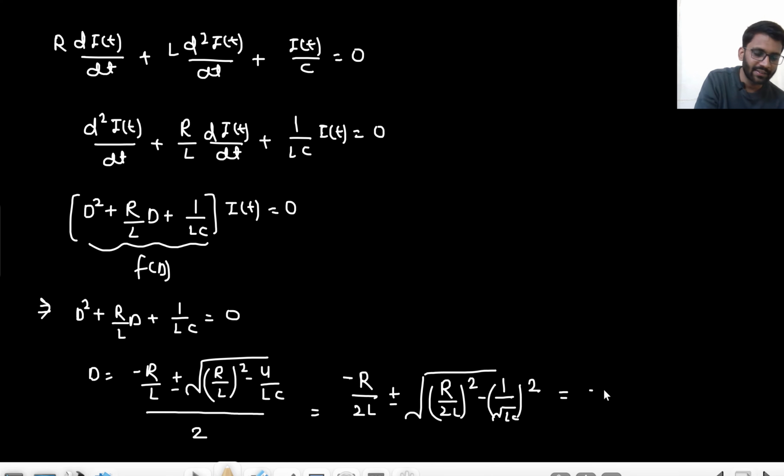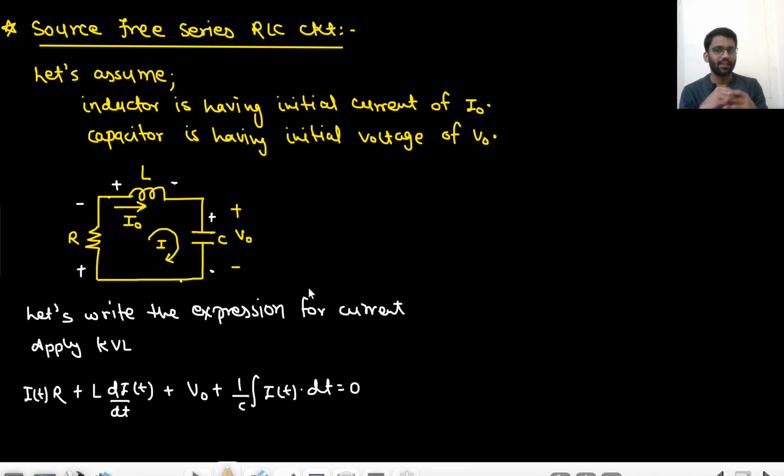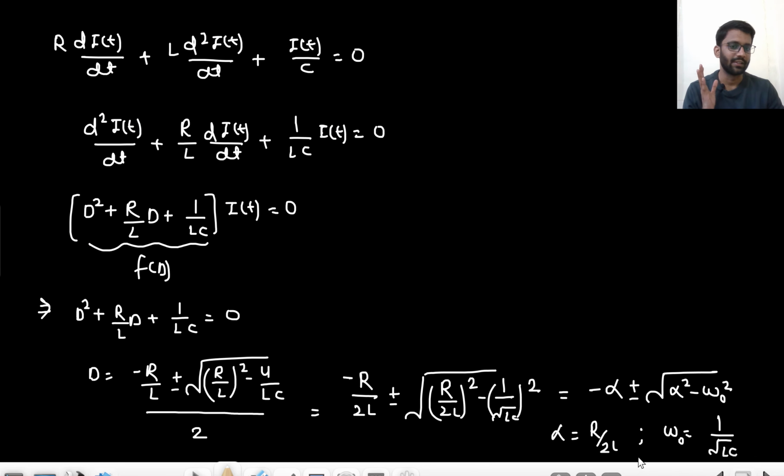So I can write it in this form: minus alpha plus minus root of alpha squared minus omega naught squared. Now based on alpha and omega, you will have different roots. Here alpha is R by 2L and omega naught is 1 by root LC. This equation will be valid for everything, not just for current. The complete circuit is following a second order differential equation. If you write for current, for voltage, for voltage across inductor, capacitor, everywhere you will get these two roots only: minus alpha plus minus root of alpha squared minus omega squared.